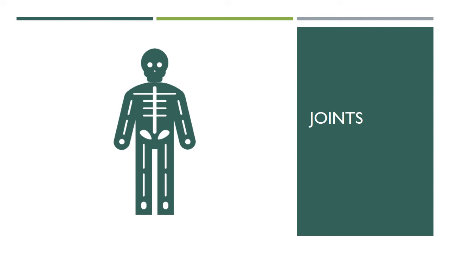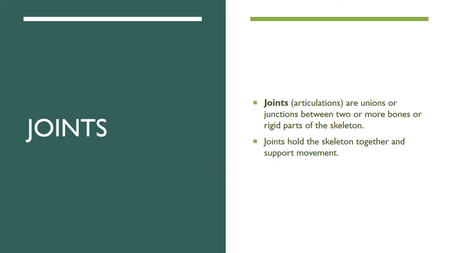Hi all, in this lecture we are going to go over the joints classification according to the function and structure. Joints are unions or junctions between two or more bones, so they are also called articulations. They hold the skeleton together and are important for mobility.